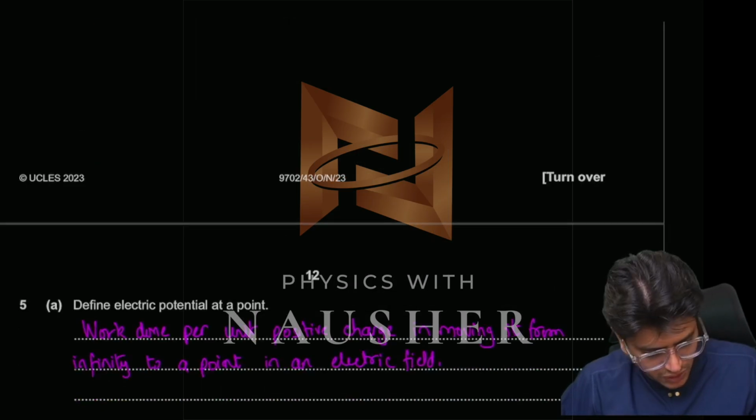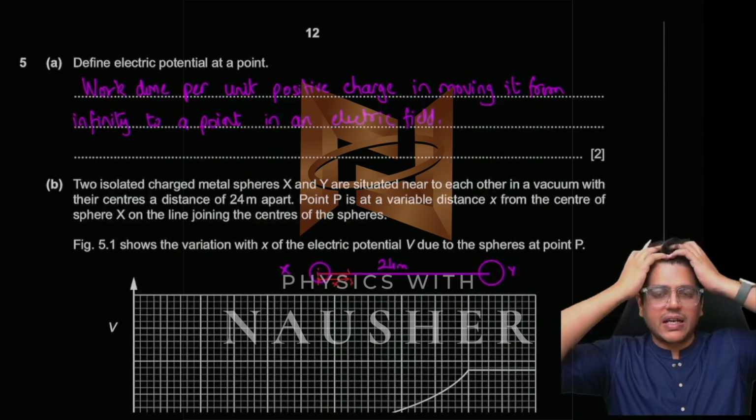And that is question number 4. Question number 5. Define electric potential at a point.